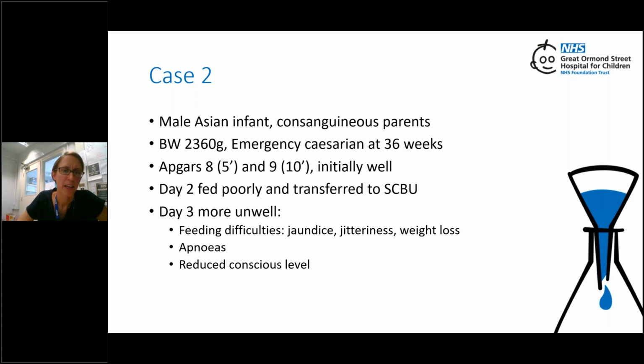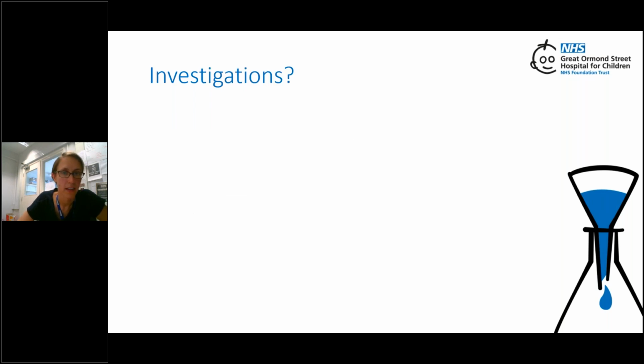On day 3, however, he became more unwell. So he had feeding difficulties, he was jaundiced, was jittery, and had significant weight loss, more than we would expect. He started to have apneas and then also had a reduced conscious level with a reduced GCS. So again, in this case, what would be your initial investigations?